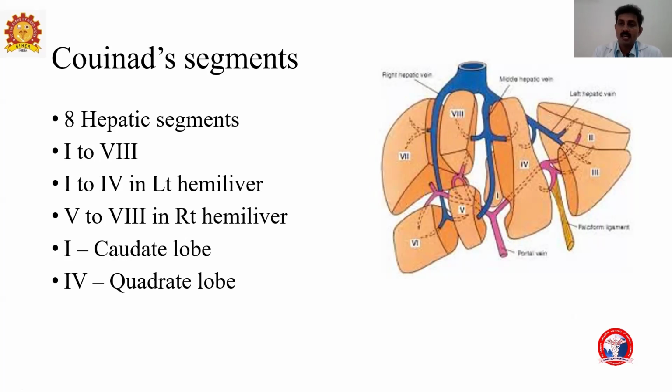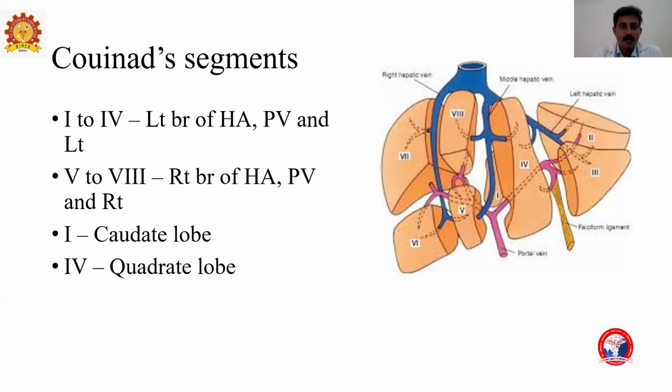The hepatic segments can be used as a way for segmental resection of liver. Segmental resection of liver is possible on the hepatic segments. If you want a particular segment to be removed, you can cut off its blood supply, portal vein and biliary drainage, then you can take out the liver.